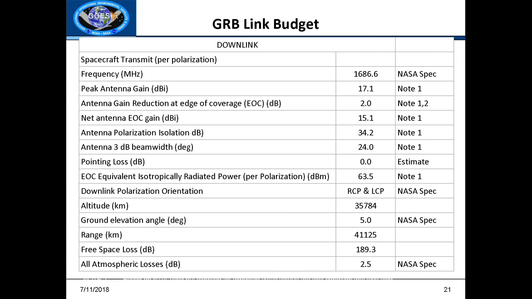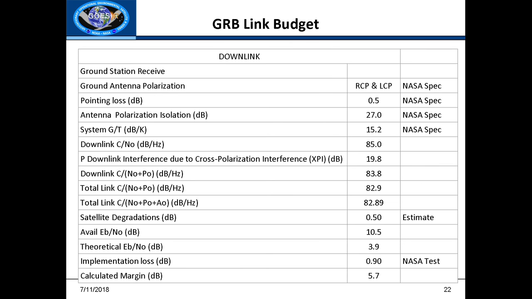So the last part of that would be to get the link budget so that you know what the specifications are, and we provide that link budget to anybody that needs it, and that's what this is here, just an example, some of the aspects of the link budget. So we get down to the bottom of this slide, the calculated margin, 5.7, which is a pretty good margin.